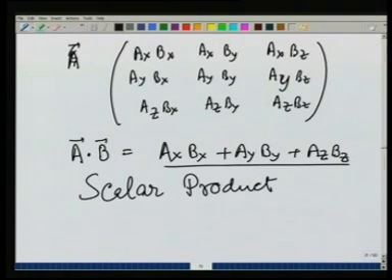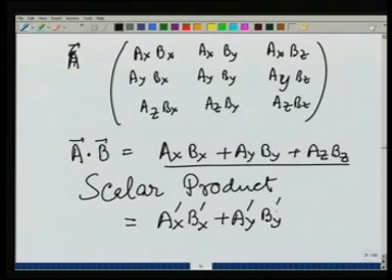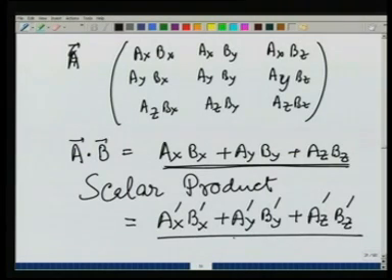That is, if I take these components and add them up, this gives me a number which is scalar. How do I prove it? I prove it by going to a new frame in which the scalar product is going to be ax prime bx prime plus ay prime by prime plus az prime bz prime, and this ax bx plus ay by plus az bz must be the same as ax prime bx prime plus ay prime by prime plus az prime bz prime if this is a scalar.